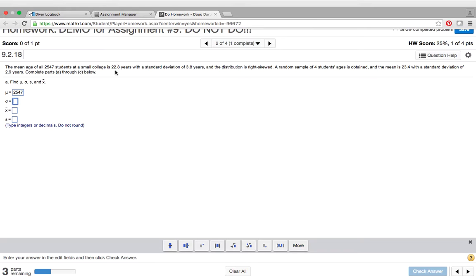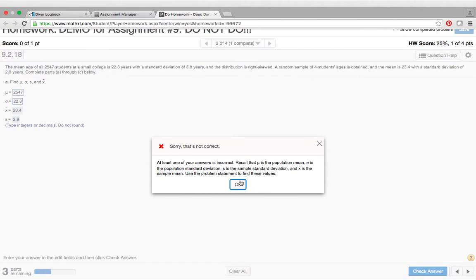The standard deviation of the population is given as sigma, which is 22.8. The sample mean is, in this case, the mean of these only 4 students who created this random sample. Well, that's 23.4. And the standard deviation is 2.9. So let's check it. It's going to be right. Oh, it's not right. At least one.